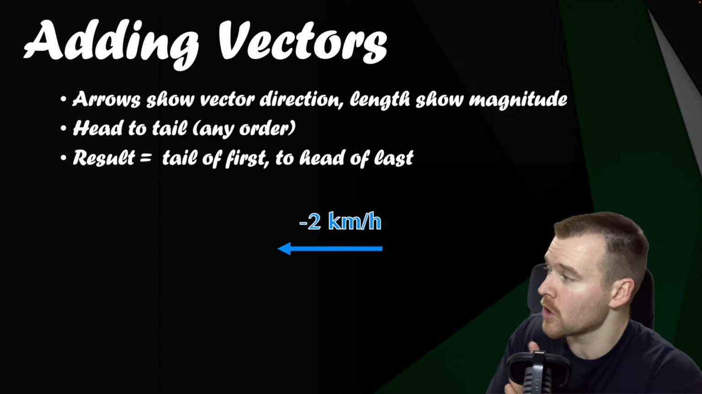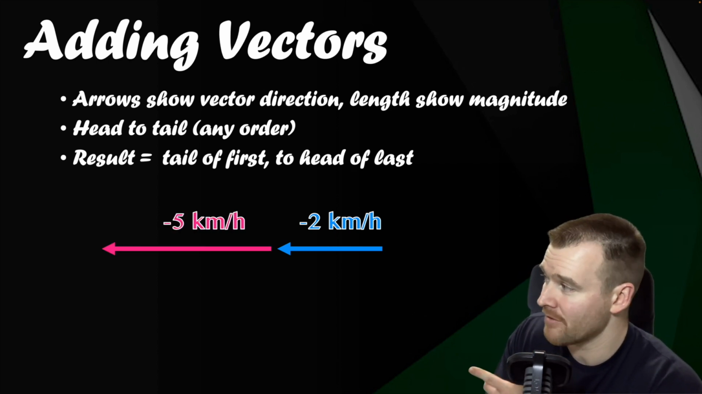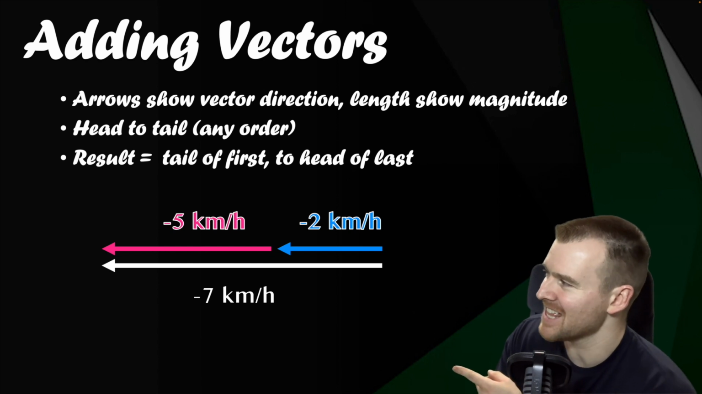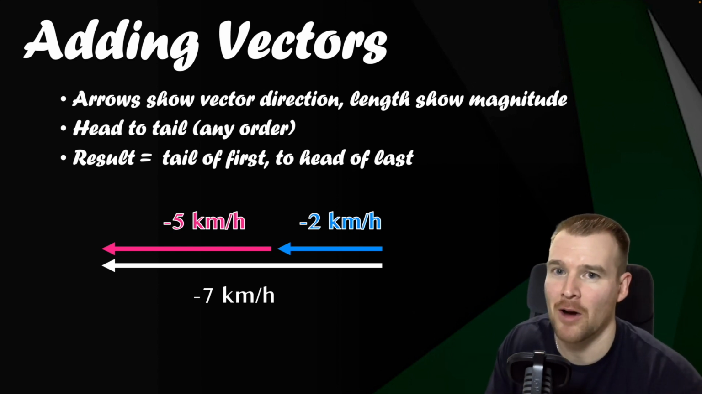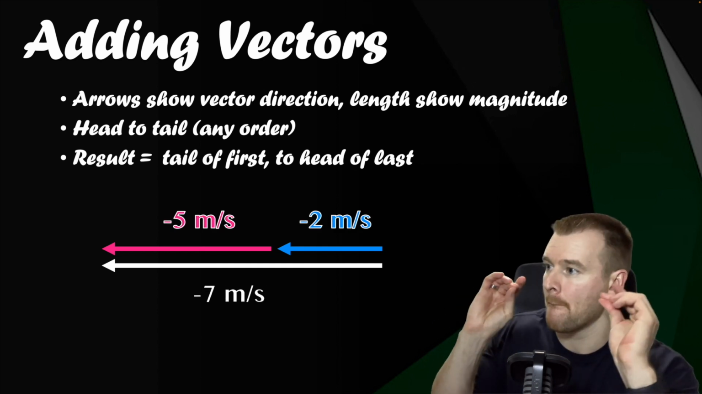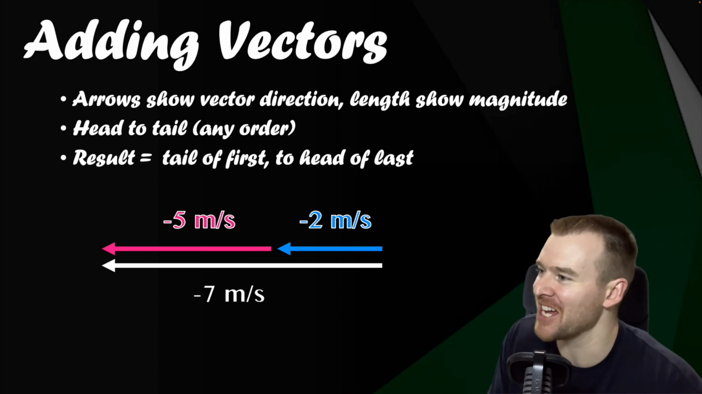I draw the water going at 2 kilometers per hour, then the person moving at 5 kilometers per hour relative to the water. I add them head to tail, tail of the first, head of the last. I get 7 kilometers per hour as my total. I realize I switched from meters per second to kilometers per hour. There we go. Now it's in meters per second, consistent with our other diagram.